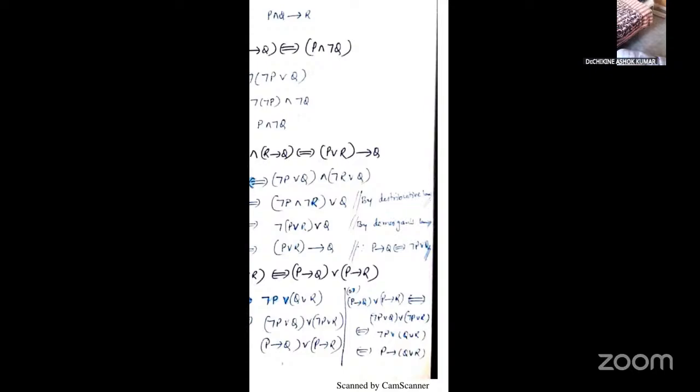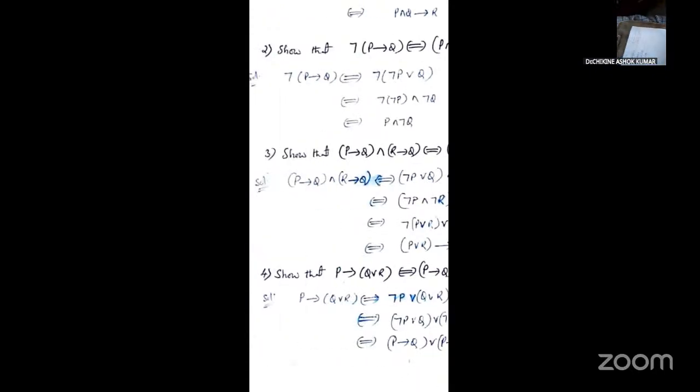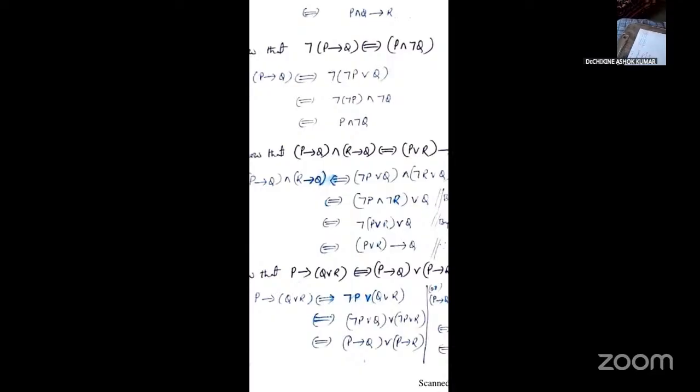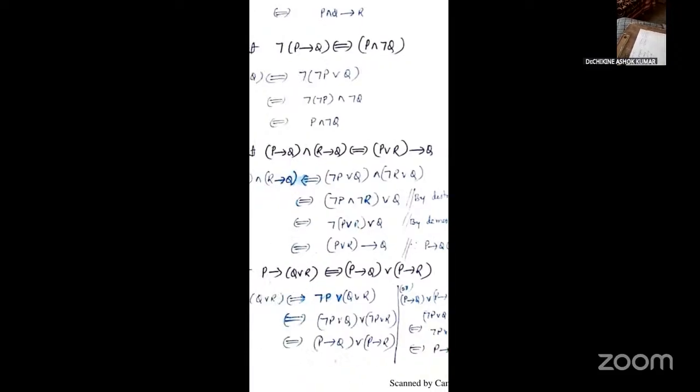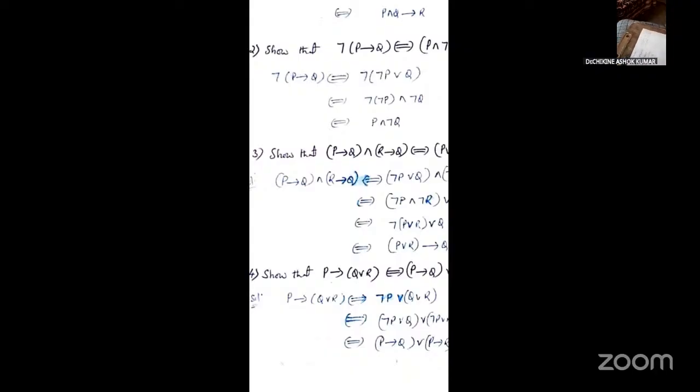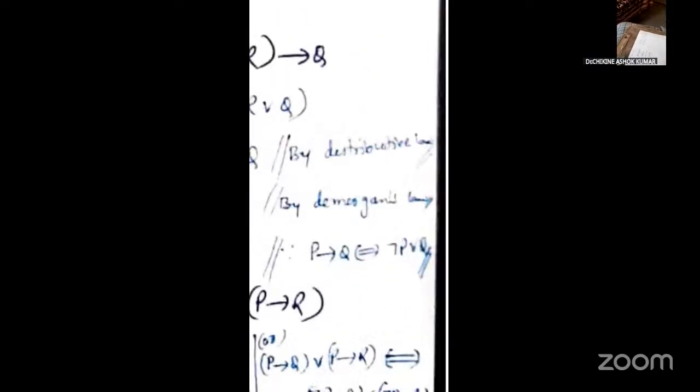Okay, let us take some more examples. Show that P implies Q union R is equivalent to P implies Q union P implies R. Okay, P implies Q union P implies R. So let me take the LHS part. P implies Q union R. Every time these are the basic formulas here. Is it clear? I'm using this one.